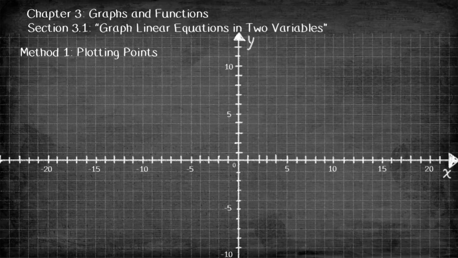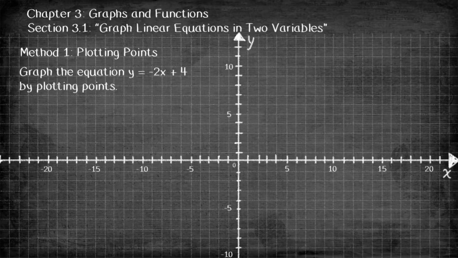Hey everyone, in this video we're going to be going over the first method of graphing lines, which is by plotting points. And it's exactly what it sounds like. So here we have an equation, y equals negative 2x plus 4, and what we're going to do is graph it by plotting points. The way that this works is you just pick some values for x, get the associated y value, graph the points, and then play connect the dots.